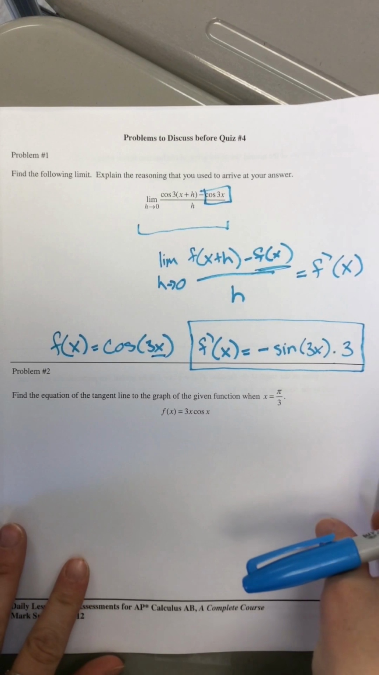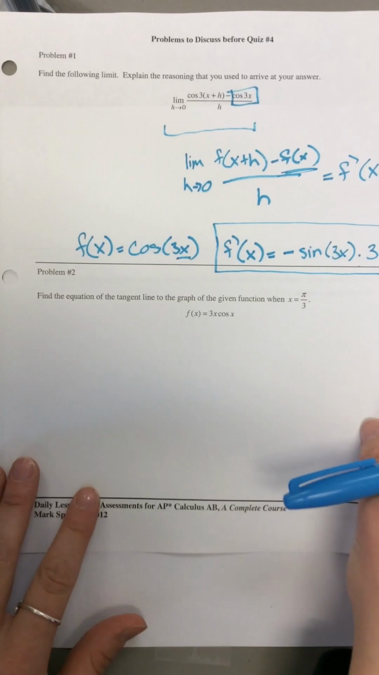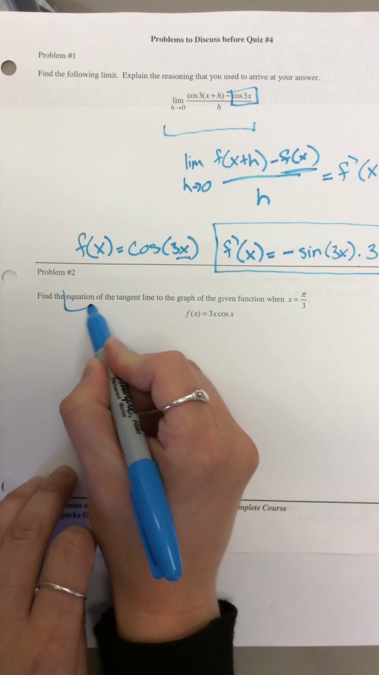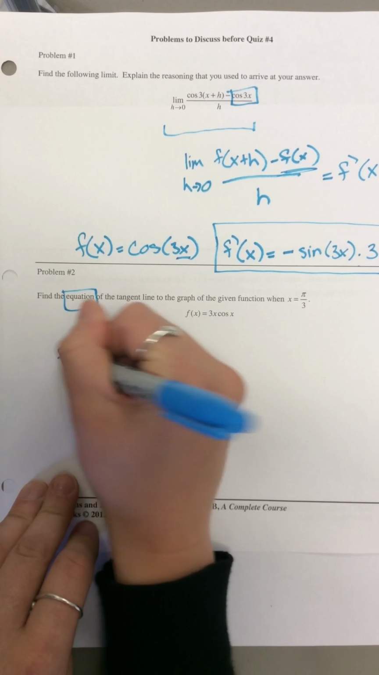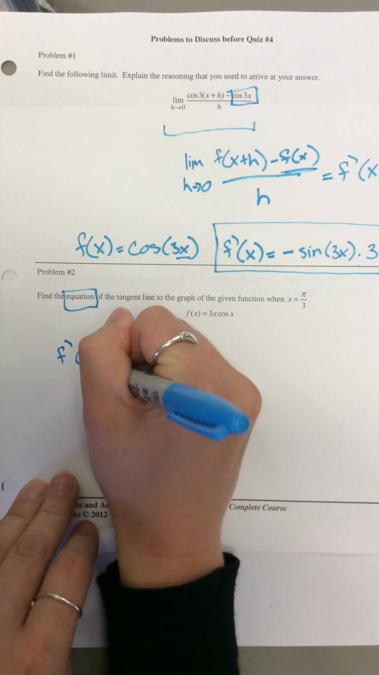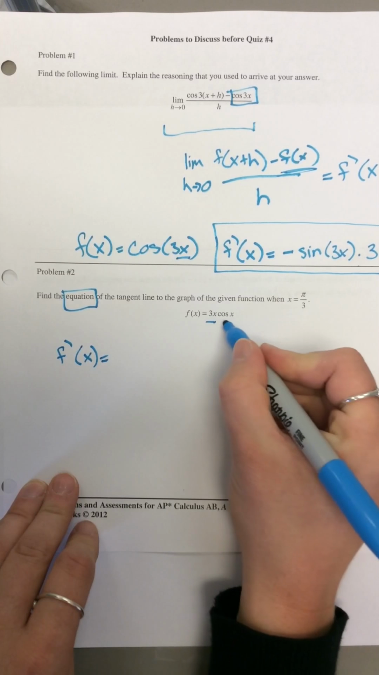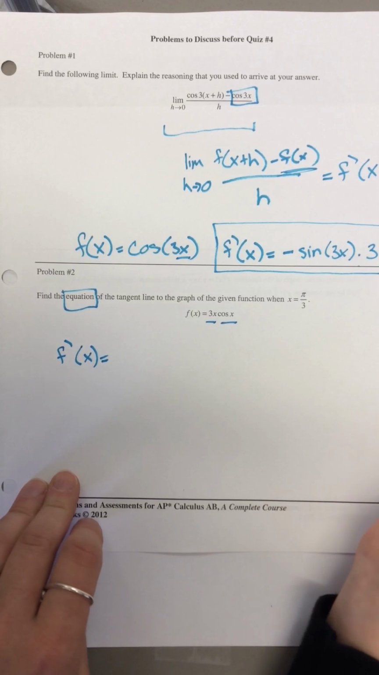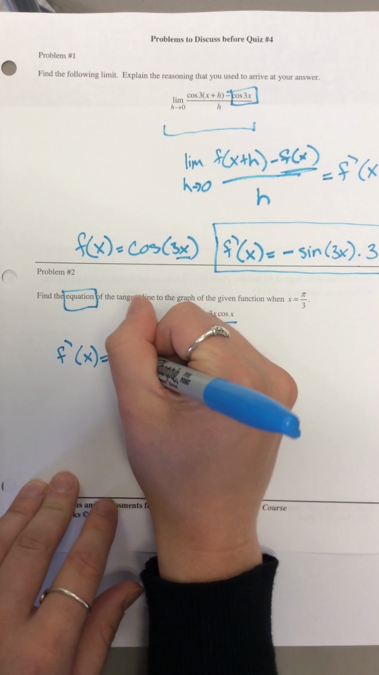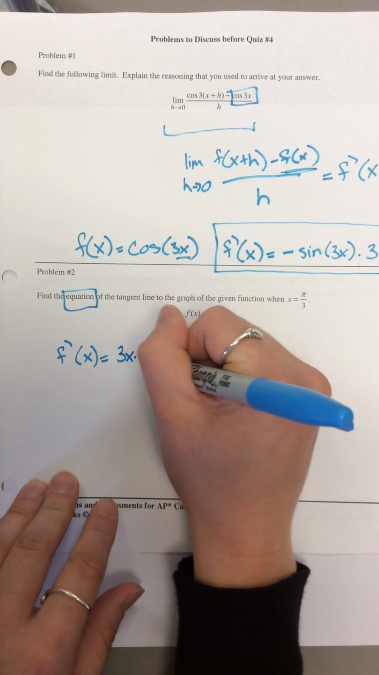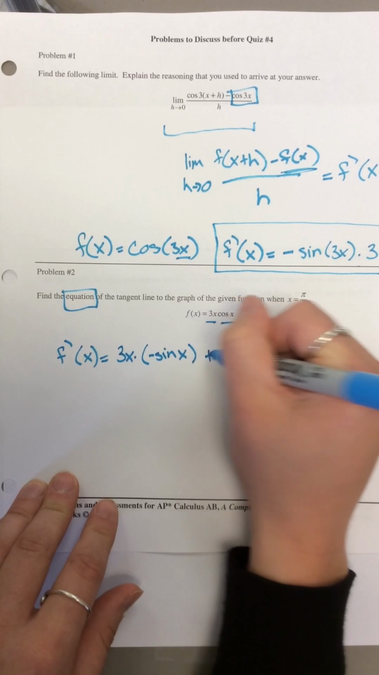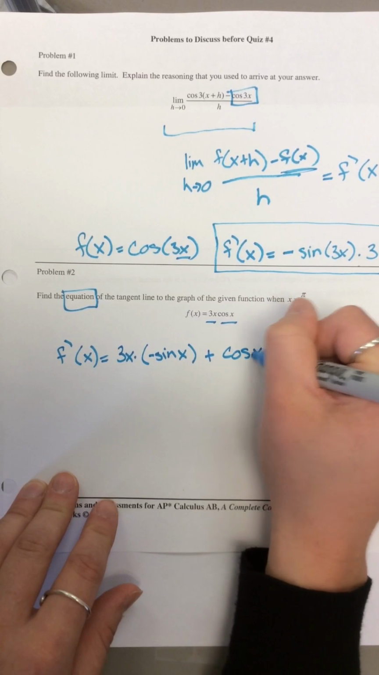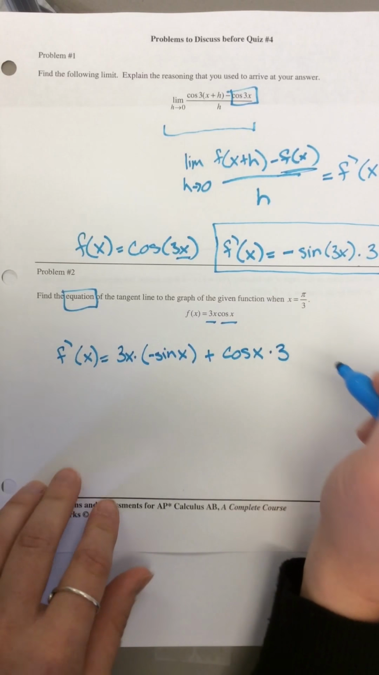Problem number 2, moving on. It says find the equation of a tangent line. If I'm finding an equation, I need a slope and I need a point. So in this one, for my slope, I can see I've got 3x times cosine of x. Product rule. So I'm going to do the first times the derivative of the second plus the second times the derivative of the first.